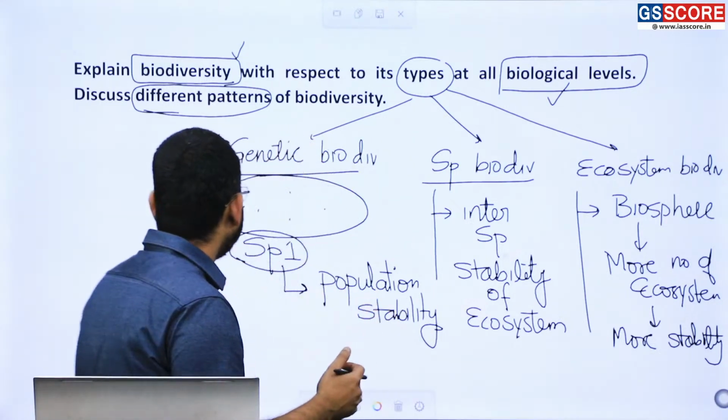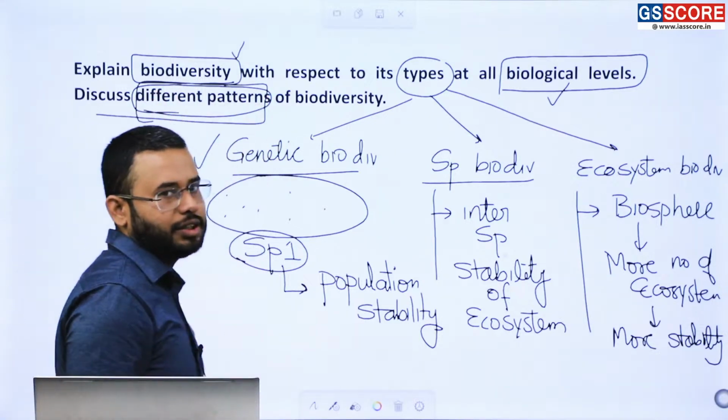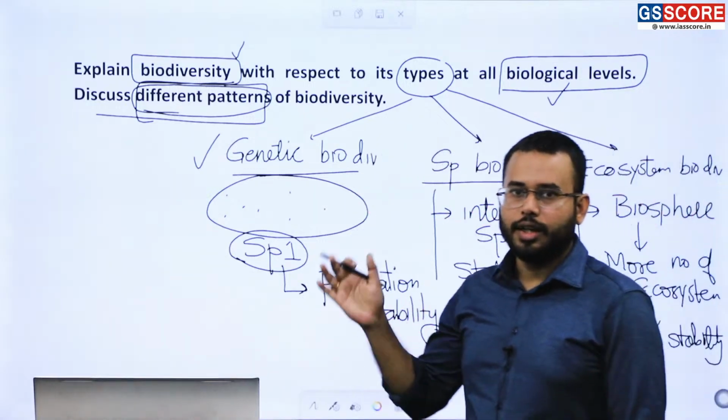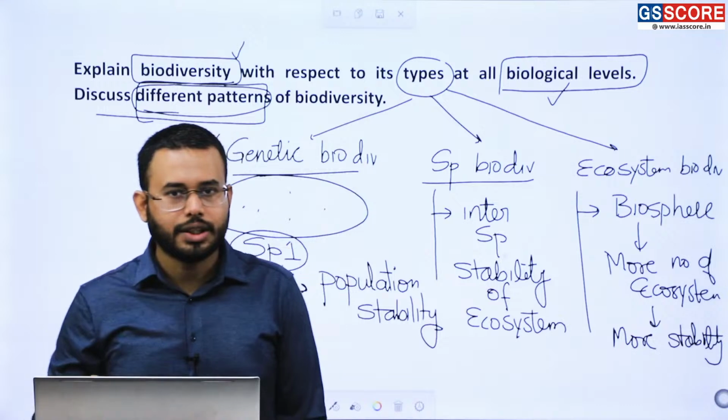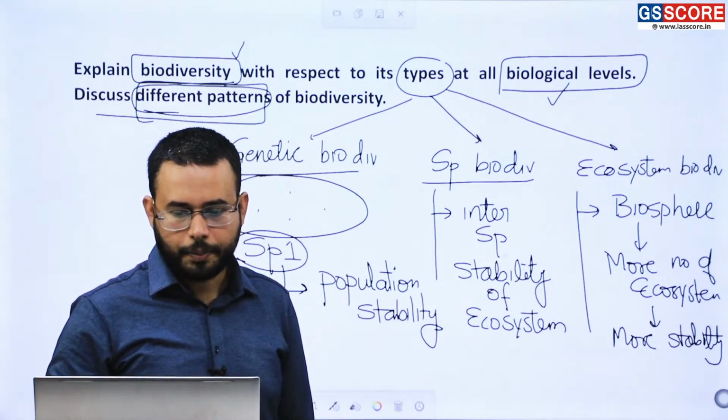So in the second part you need to mention about various patterns in the biodiversity which we see. That is the exact demand of this question, that first you mention about the types of biodiversity, second you mention about the pattern of biodiversity. Clear?